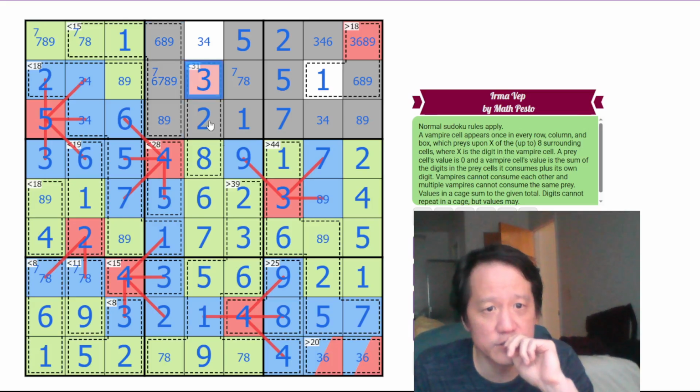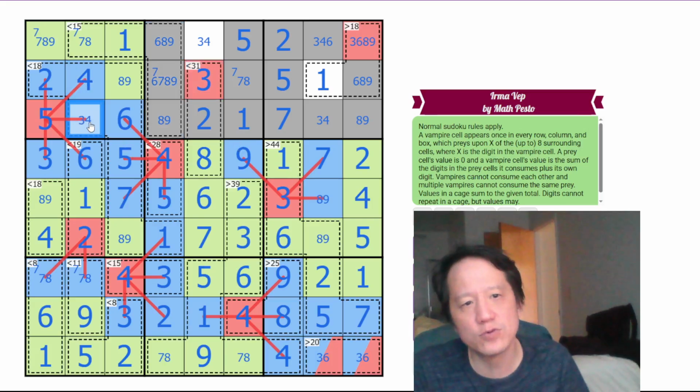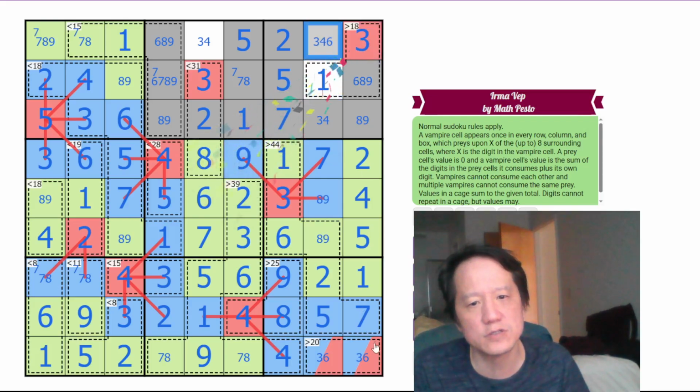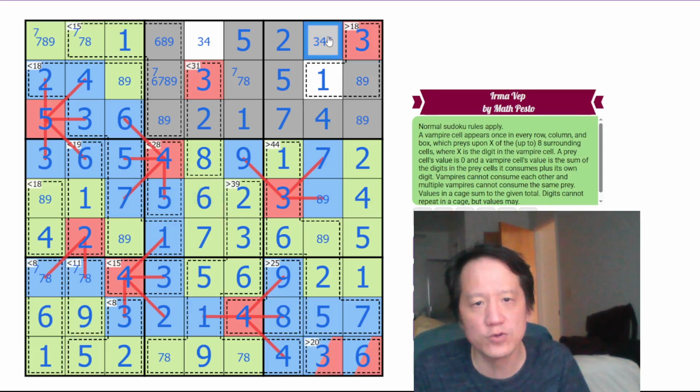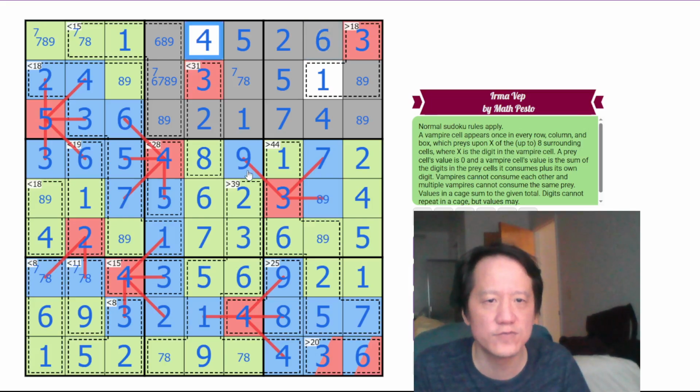We don't know which. This would be 4. This would be 3. This would be 3 because it vampires 2 digits. This would be 6. This would be 3. So this would be 4. This would be 6. That's fine. This is 4.